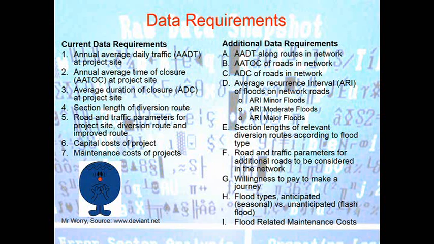So the average duration of closure, for example a road that closes once every 10 years for 10 hours, would be a 10-hour closure, and that would be your average duration of closure. And that's important as well, because the longer the closure, the greater the difference in user behavior. With short closures, people may be more likely to wait for it and not actually change their activity.